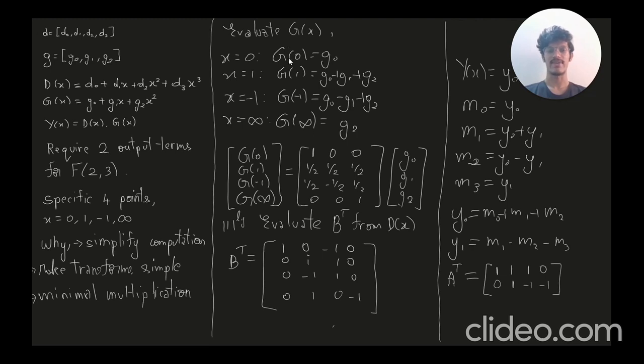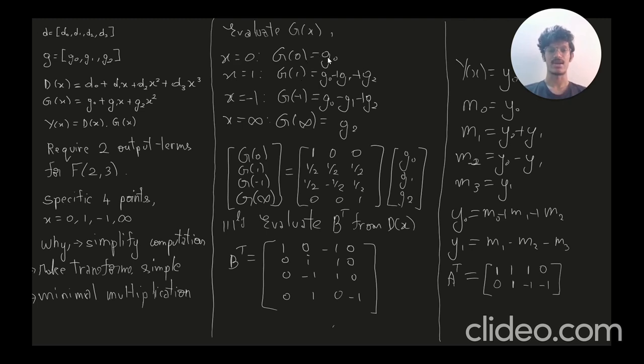We can see the values are computed at these specific points: 0, 1, -1, and infinity. Why those specific points? It simplifies computation, makes those transforms simple, and keeps the amount of multiplication as minimal as possible. So after evaluating g of x at these specific points, this is the matrix.